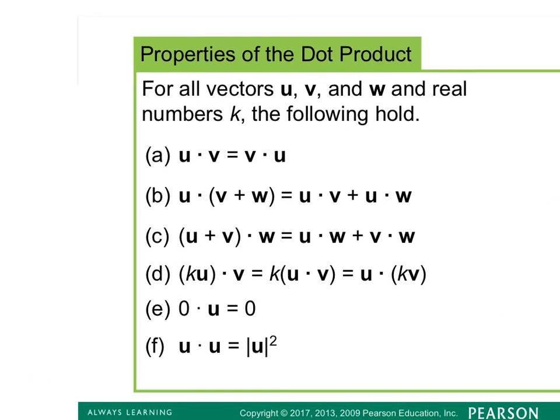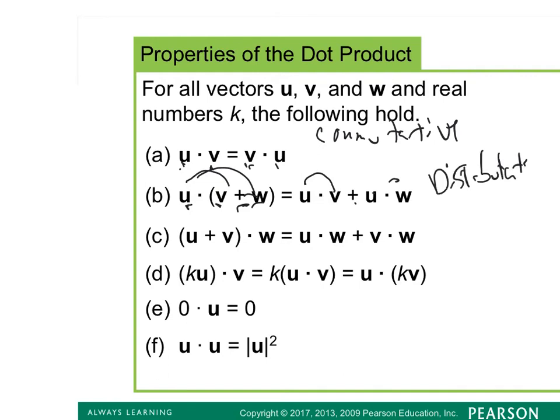Properties of the dot product. They look so familiar. U dot V is the same as V dot U. In other words, it's commutative. U dot (V plus W) is U dot V plus U dot W. That looks a whole lot like distributive, doesn't it? And (U plus V) dot W is U dot W plus V dot W, which is the same thing as distributive, just the other way around.